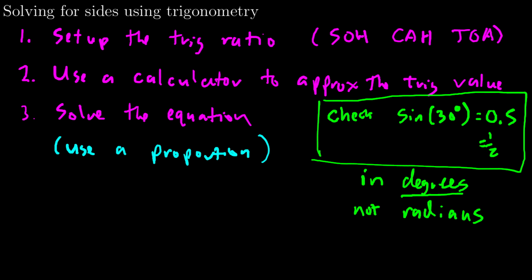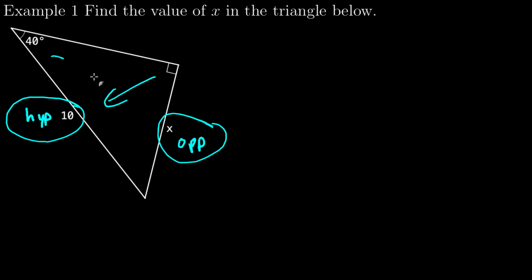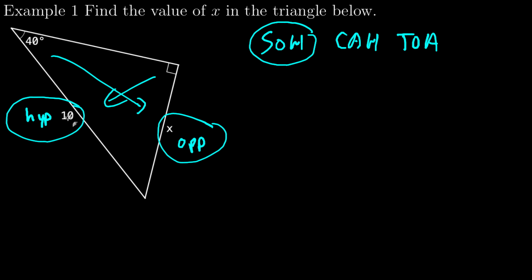So let's get back to the problem that we had. In this one, I can see that I have the hypotenuse and I have the opposite. We've already done that work. So hypotenuse, opposite. That means from SOH CAH TOA, I'm looking at the sine, that's opposite over hypotenuse. So I will take the sine of 40 degrees will equal the opposite over the hypotenuse, x over 10.